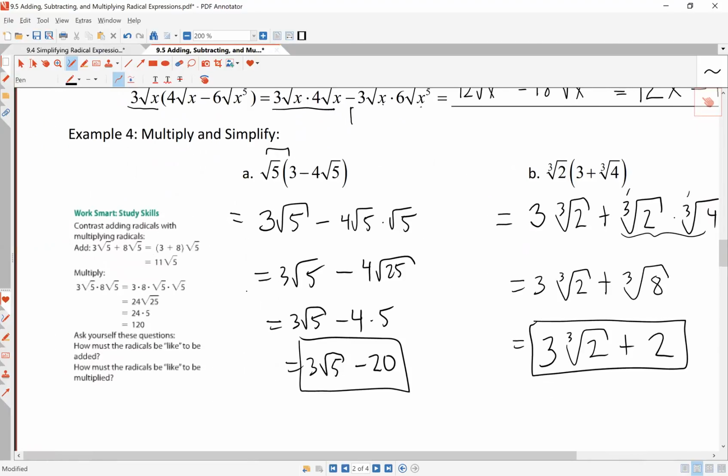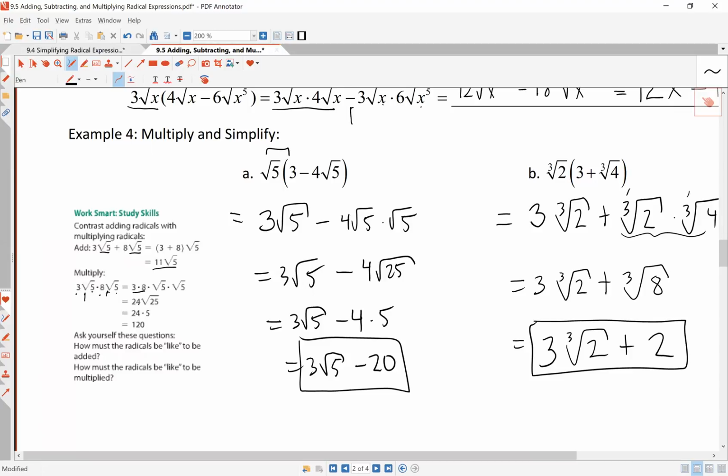So be careful. Contrast adding radicals with multiplying radicals. When we add radicals, we have to have the same index and same radicand, root 5. And that gives us 11 root 5. When multiplying, you just need the same index on your radical. You multiply the numbers in front, giving us 24, and you multiply the numbers inside, giving us 25, or square root 25.